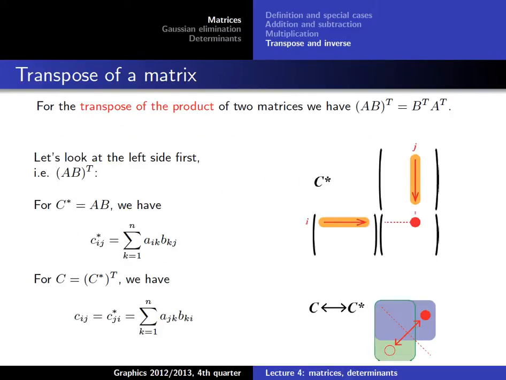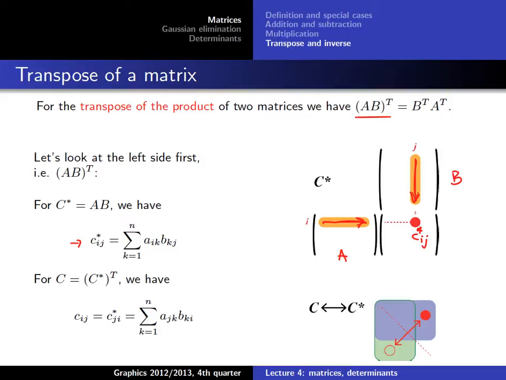To see that, let's first look at the left side of the equation, so we're looking at AB transposed. First, if we think about how we calculate the coefficients of a matrix, I called it C star, sorry, C star AB. A new coefficient C star ij is calculated by taking row i of the matrix A, this is the matrix A, this is the matrix B, multiplied with column j of the matrix B, and this is then our new coefficient C star ij. That is just the definition of the matrix multiplication.